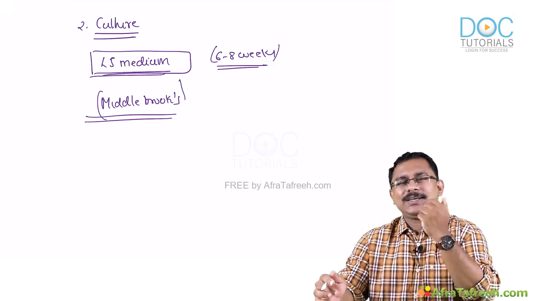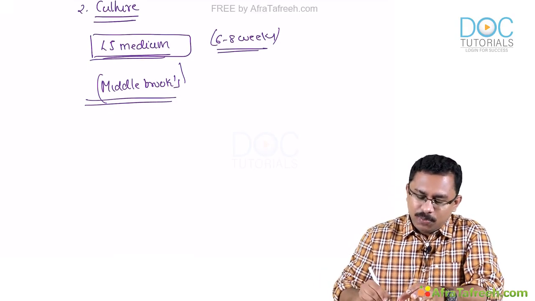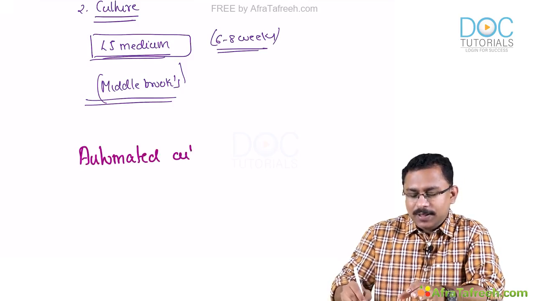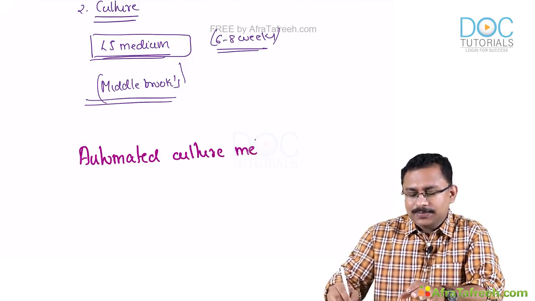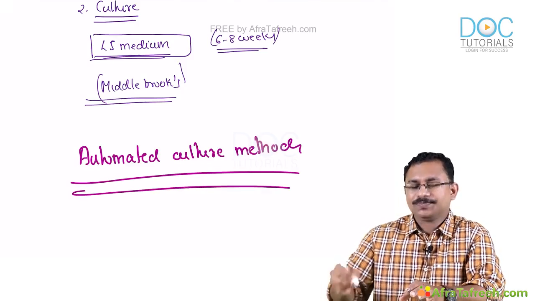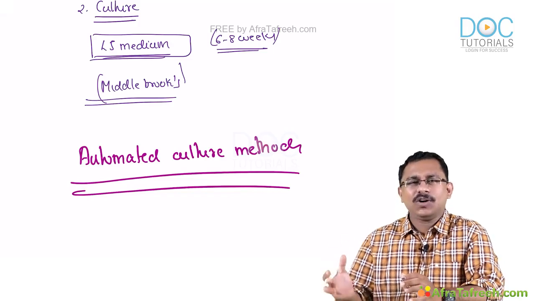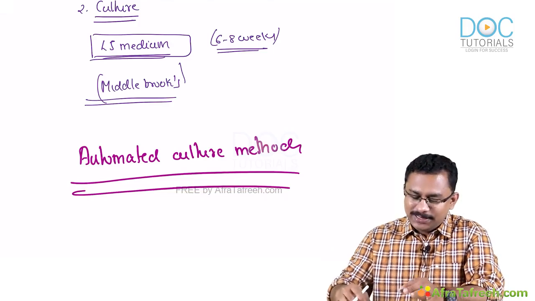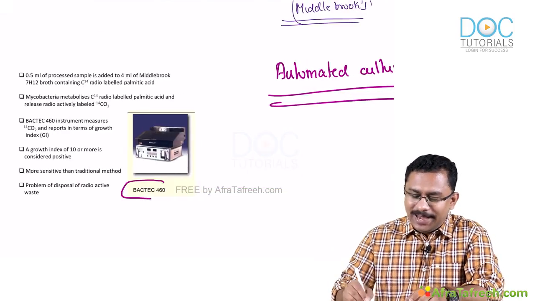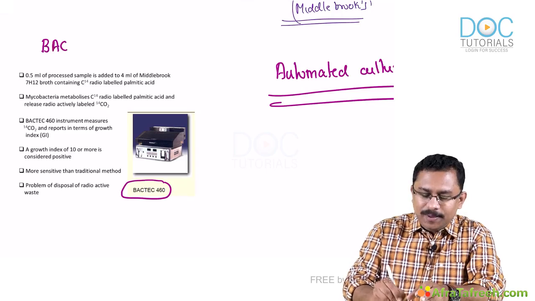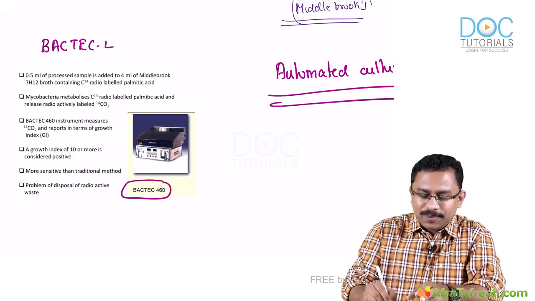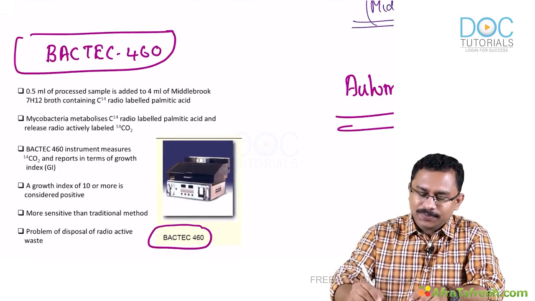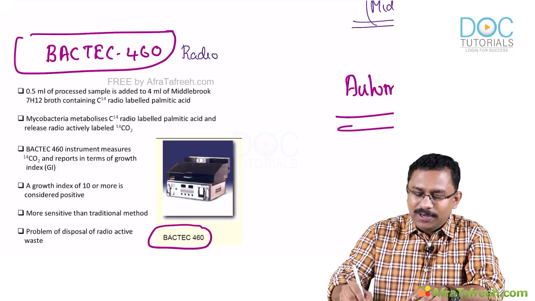Because of which currently we are advocating more the automated culture methods. So that can be used. Now, what do I mean by automated culture methods? You have mainly two automated culture methods. I'll just show you. One is your BACTEC 460 method, which is actually a radiometric method. Okay, so this is a radiometric method.